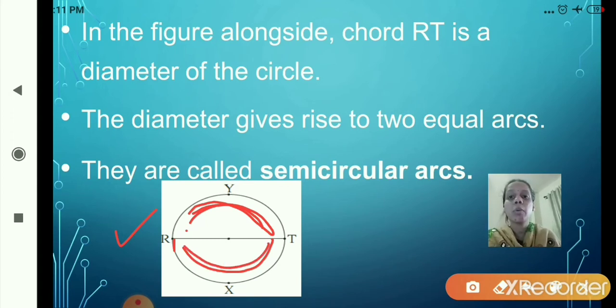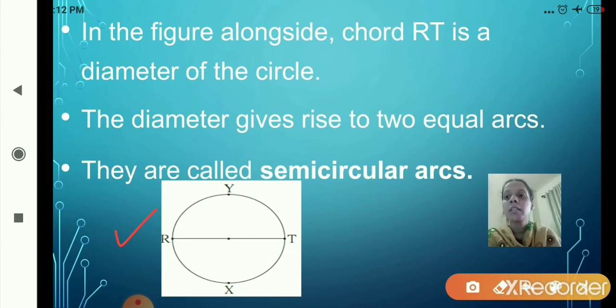Okay, so these are the two equal arcs. They are called semicircular arcs. Because of the diameter, the circle is divided into two equal parts and we get two equal arcs. They are called semicircular arcs. So which are the semicircular arcs here? We will write the names. That is arc RYT, see this arc, and arc RXT. These are the two semicircular arcs.